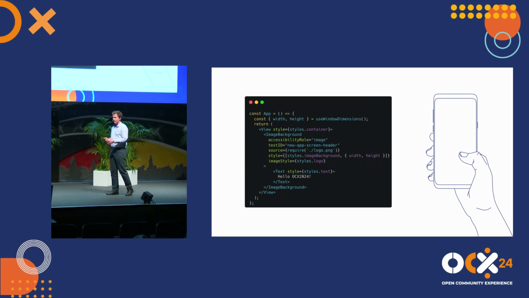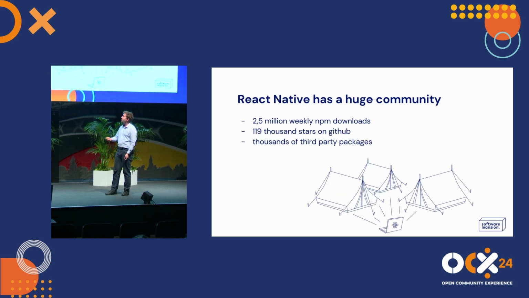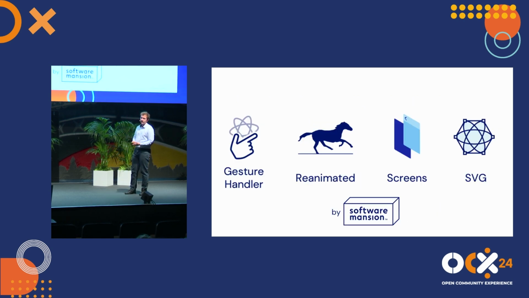But, well, how you develop apps is one thing. But for a framework to be successful, you also need to have a good community. And React Native has a huge community with over 2.5 million weekly NPM downloads, almost 120,000 stars on GitHub, and thousands of third-party packages. So lots of developers use React Native for their own apps. Lots of developers love React Native, and lots of developers develop their own packages for React Native, which is quite useful.